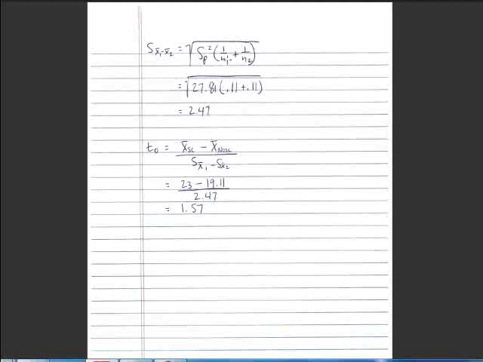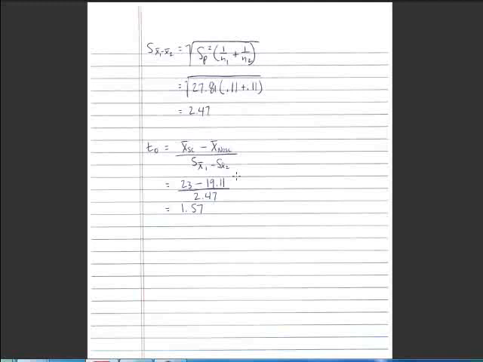And again, n1 is the number of people in the scented group, n2 is the number of people in the non-scented group. So we bring over our pooled variance that we previously calculated. There were 9 people in each group, so 1 over n1 is 0.11, 1 over n2 is 0.11. And now it's just a matter of crunching the numbers and doing the math. And so we find out that the standard error of the difference between the means is, for this set of data, 2.47.